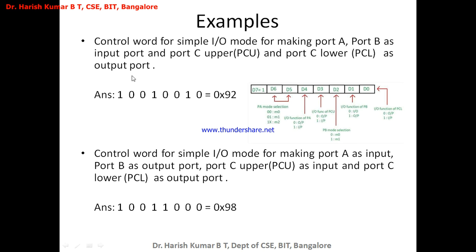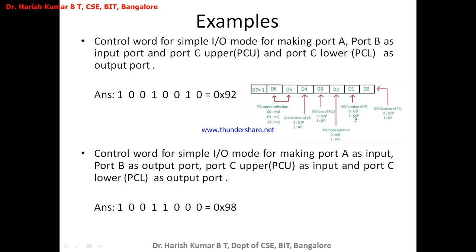Now this bit is D0, the IO function of port C lower. What do you have to do with port C lower? You have to make it an output port. Hence this is made 0, because 0 is nothing but output. Next, this D1 is the IO function of port B. Port B, I have to make it an input port. That is the reason it is made 1.